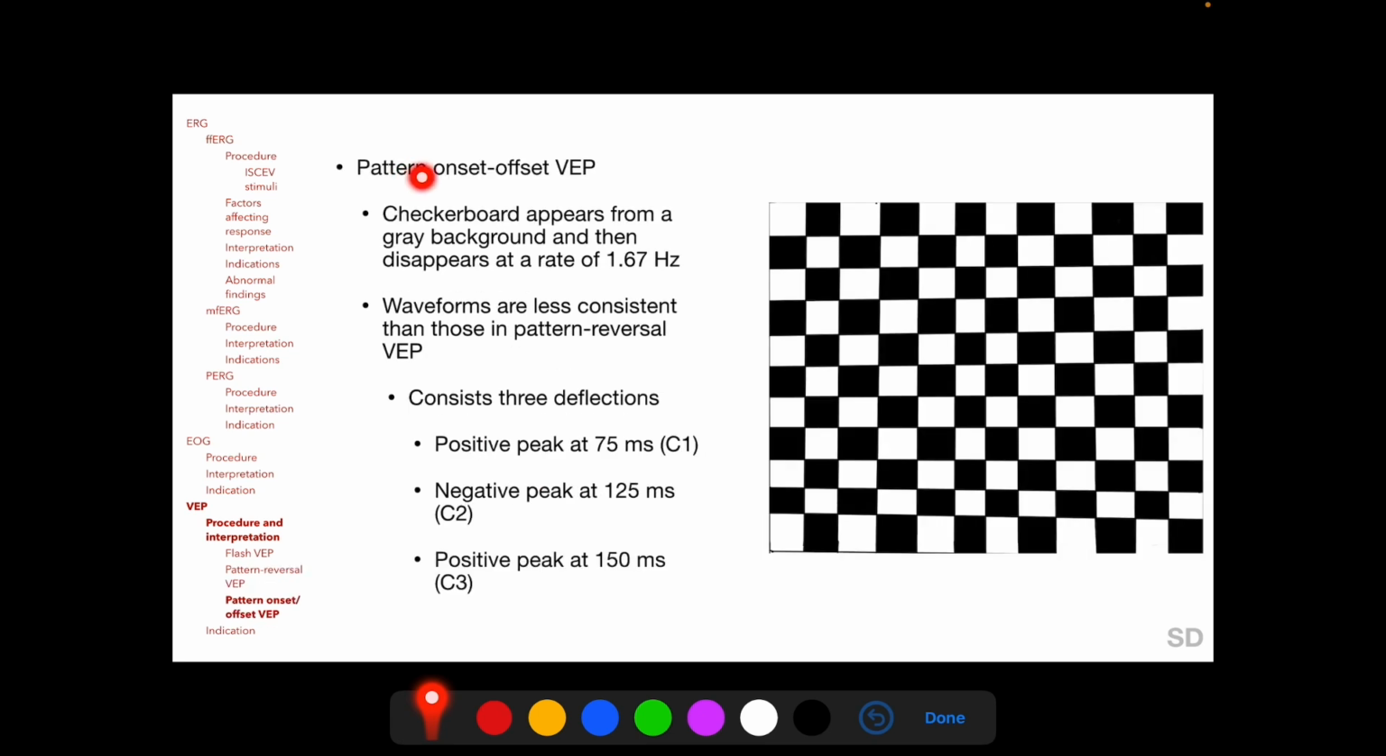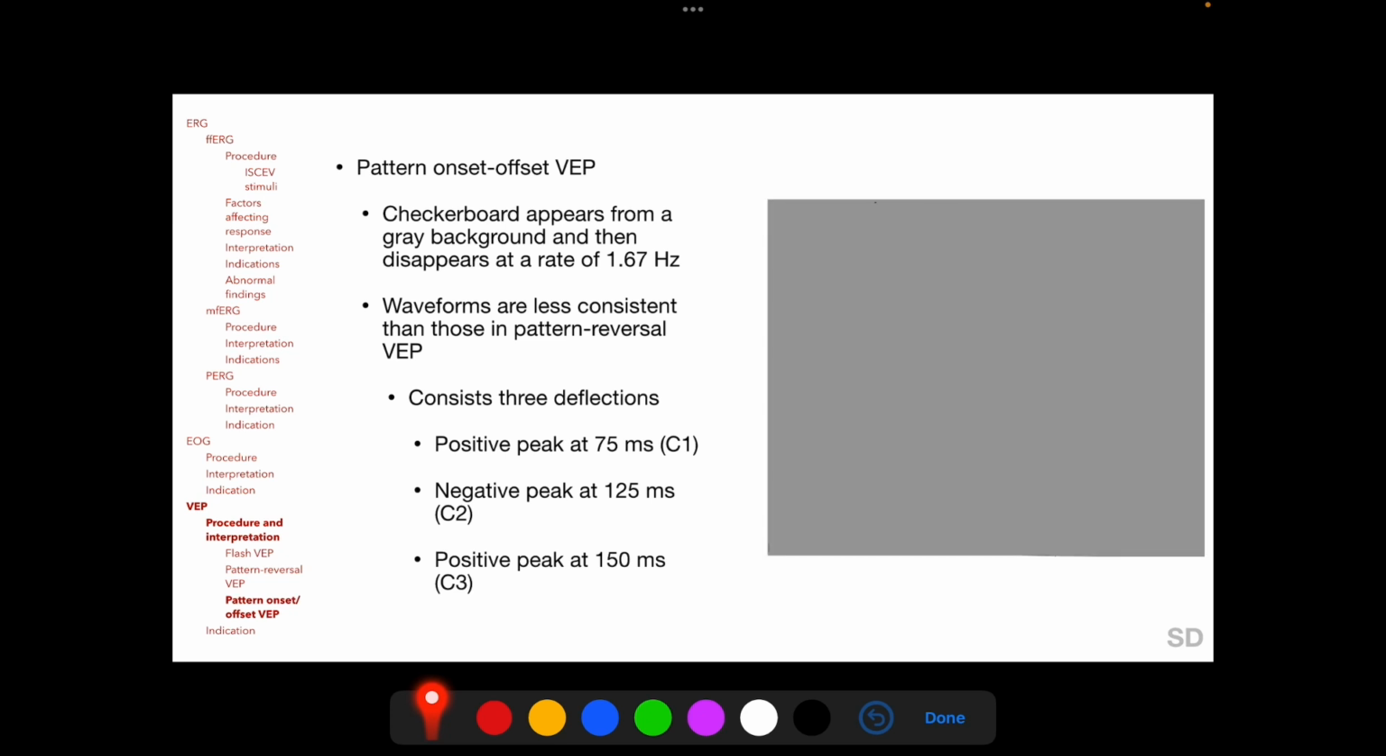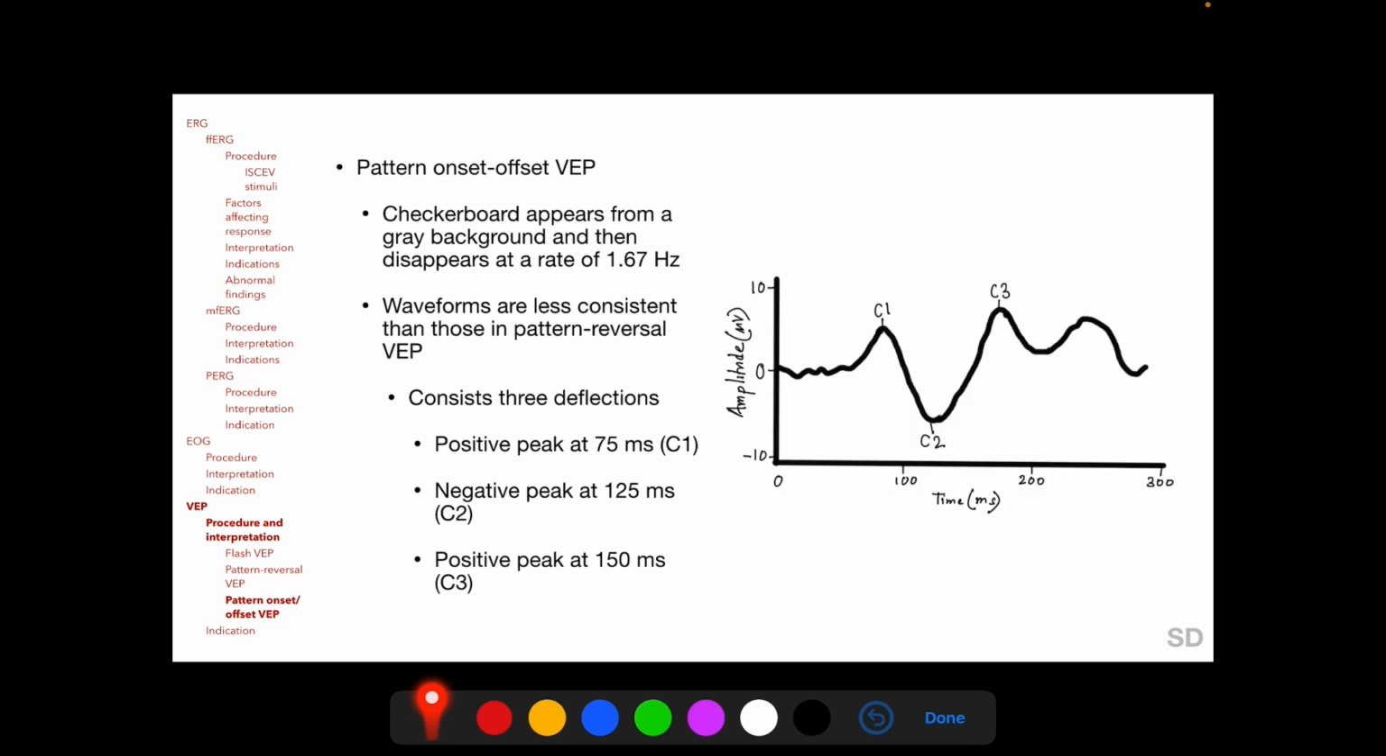The stimulus in pattern onset offset VEP is a checkerboard which appears from a gray background and then disappears into the gray background at a rate of 1.67 Hz. So the stimulus in pattern onset offset VEP appears like this to the patient. The waveforms of pattern onset offset VEP are less consistent between individuals than those in pattern reversal VEP.